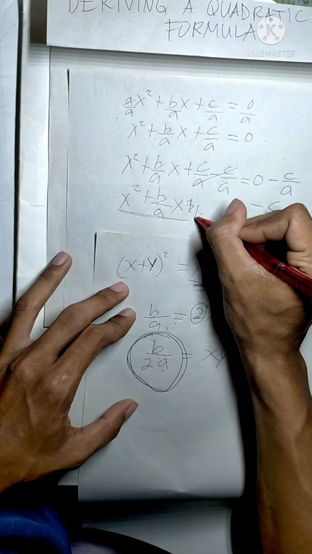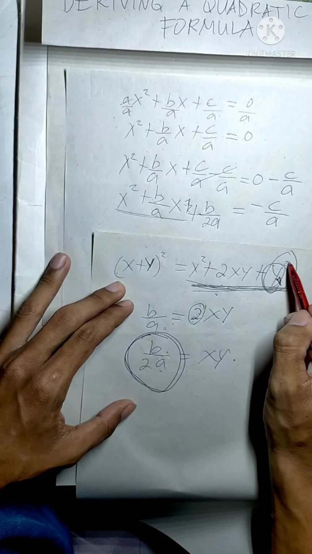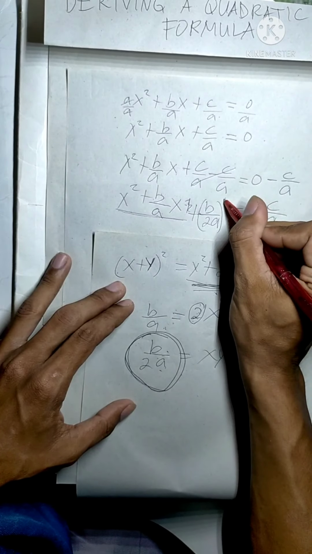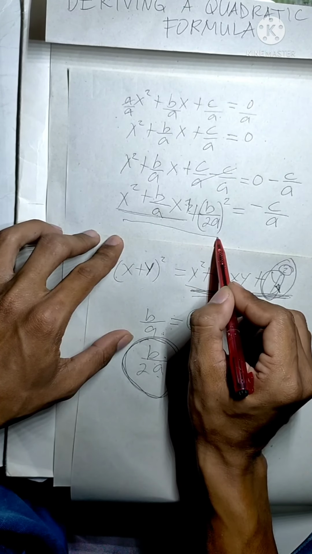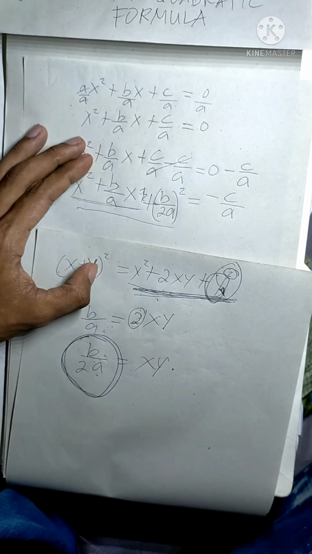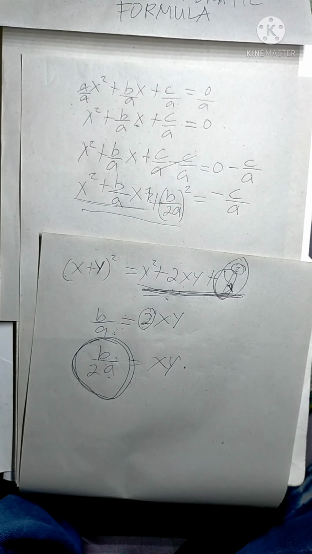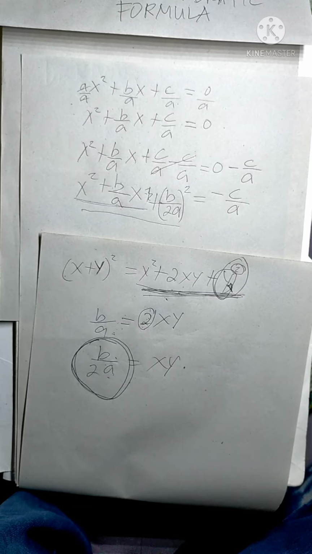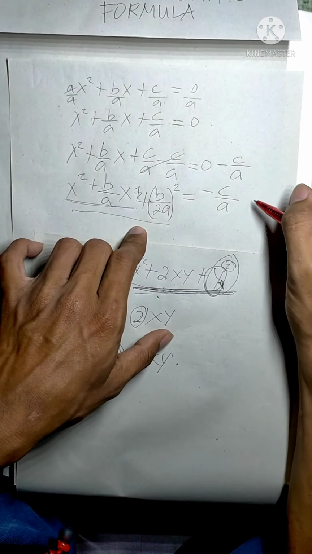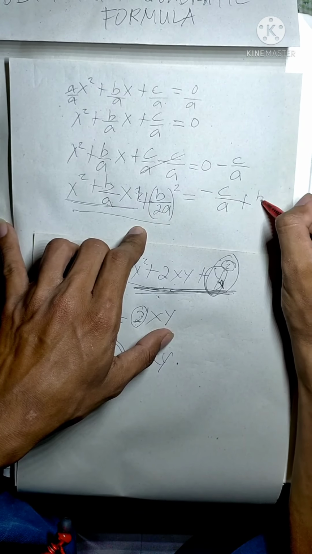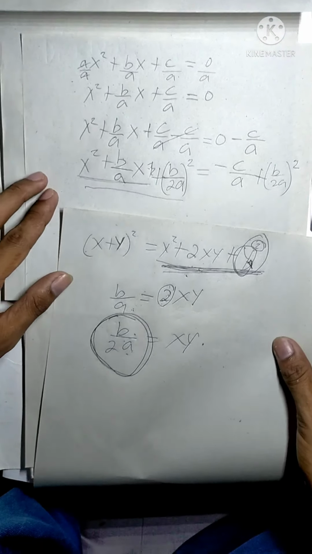So we have to add this one, b over 2a. Since it has a squared, we also put a squared. Okay, so we have now a perfect square trinomial. Then in the right side, don't forget: what you add on the left side, you should do also on the right side to maintain the balance. So we also add here plus b over 2a squared.